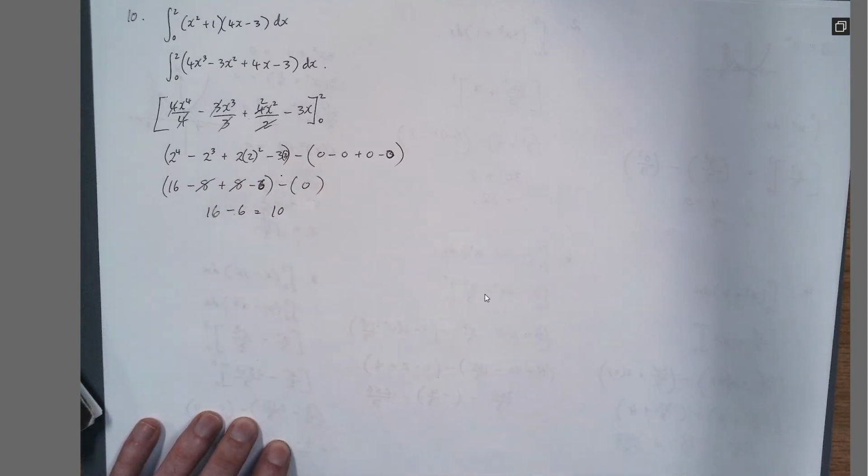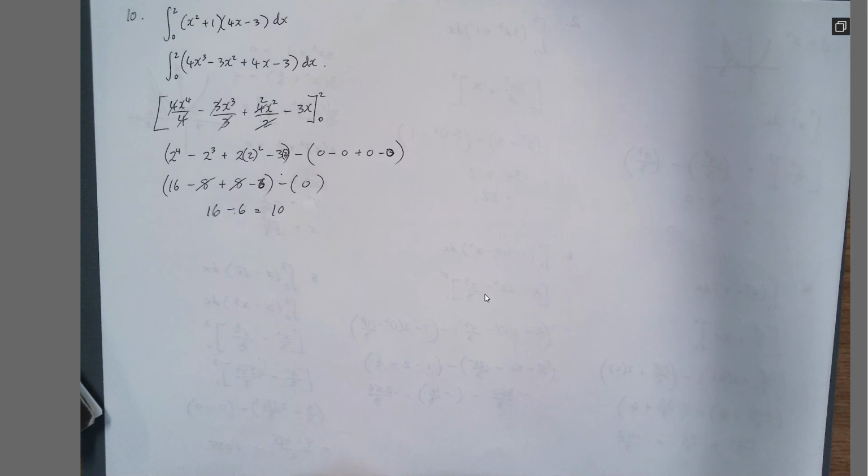ABS. Absolute value. When you want modulus, just like the see here, when you want modulus on the calculator, it's ABS. It's called the absolute value, ABS on the calculator.